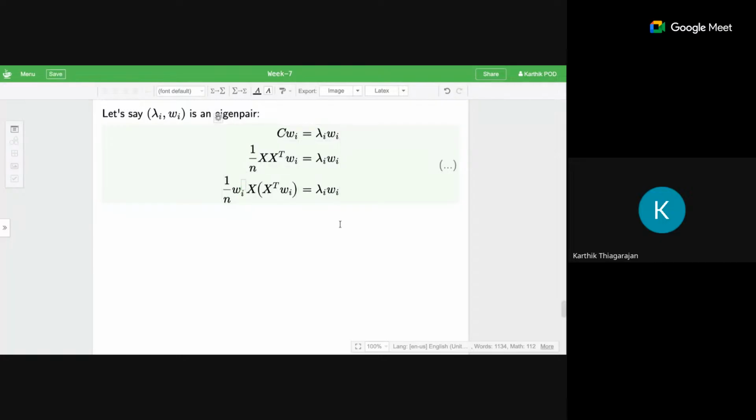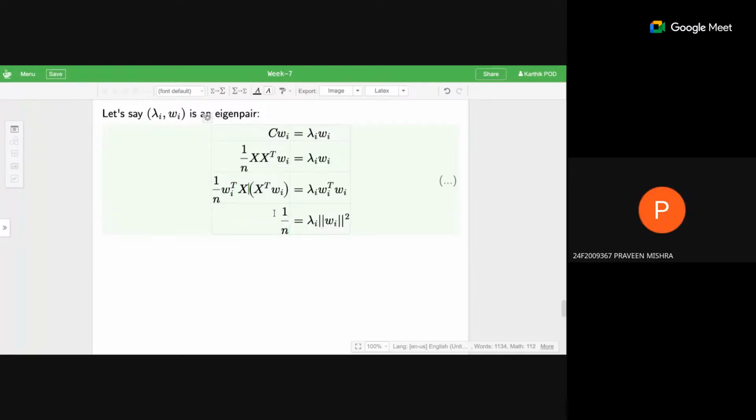If I multiply by w i transpose, you get lambda i w i transpose w i. The right hand side becomes just norm w i square. What does the left hand side become? w i transpose X X transpose w i. You have to be careful. X transpose w i is a vector, so I can rewrite it as w i transpose X, times X transpose w i, which is the norm squared of X transpose w i.